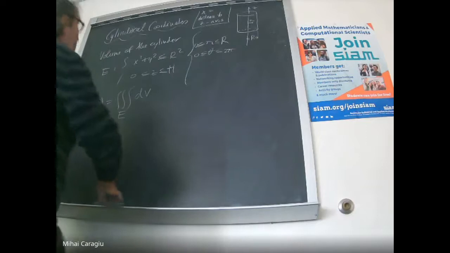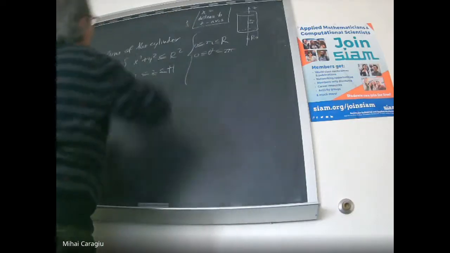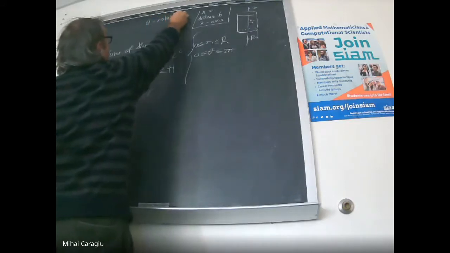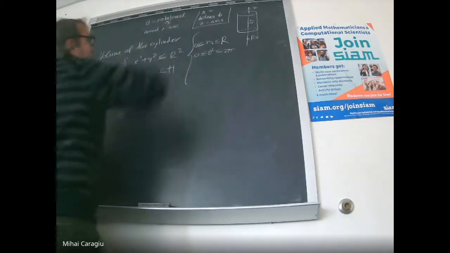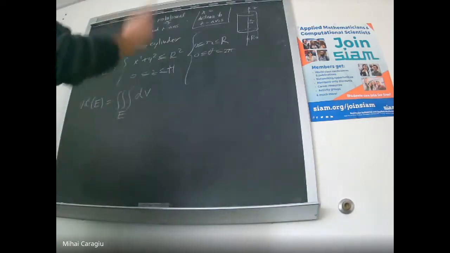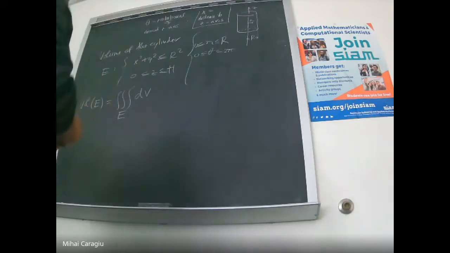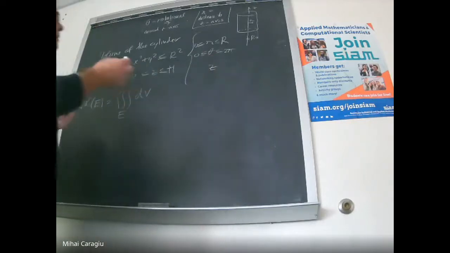So let's put all of them here. r is the distance to the z-axis. Theta is the rotational angle around the z-axis. Because the cylinder has the z-axis as its axis of symmetry and is rotationally symmetric, theta is between 0 and 2 pi, and z is the height of the cylinder, from 0 to h.